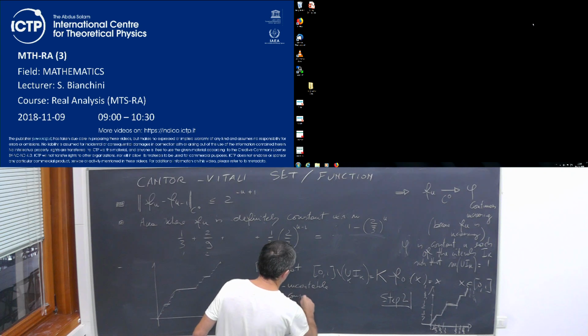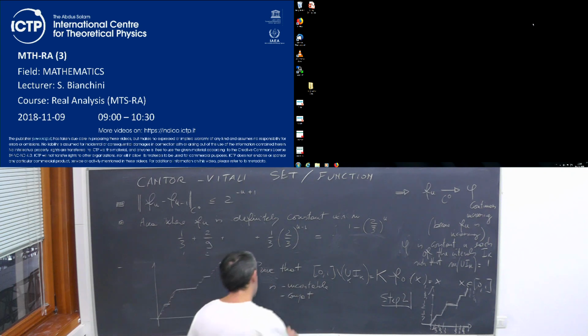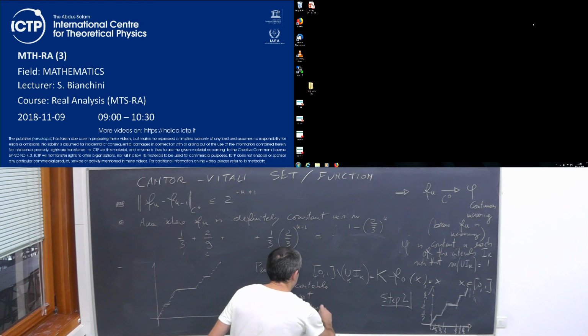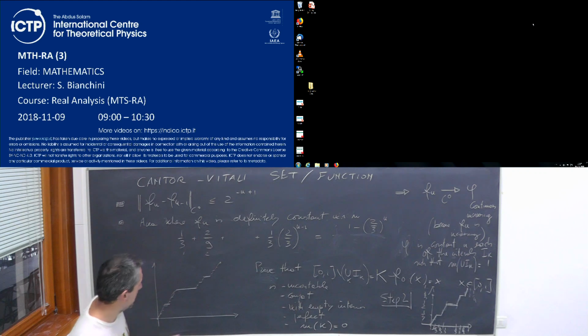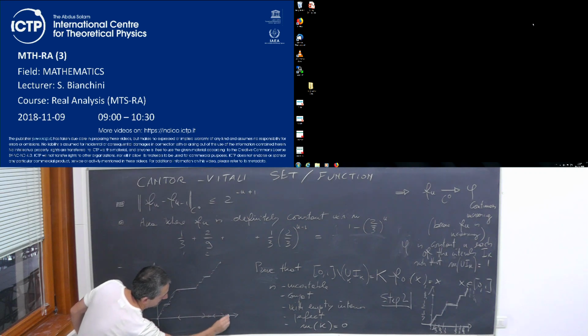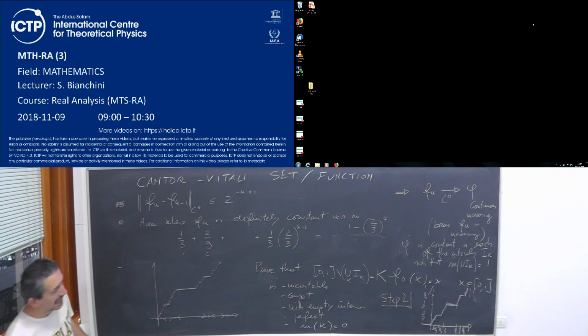compact, and with empty interior. It has all the properties that you can expect: it's perfect, which means it coincides with its limit points. And I'll say the measure of K is equal to 0. So it's a very strange set, no? Here is a set that you cannot draw, but you can imagine that removing all these open intervals, what is left is something of measure 0, but still has the cardinality of R.